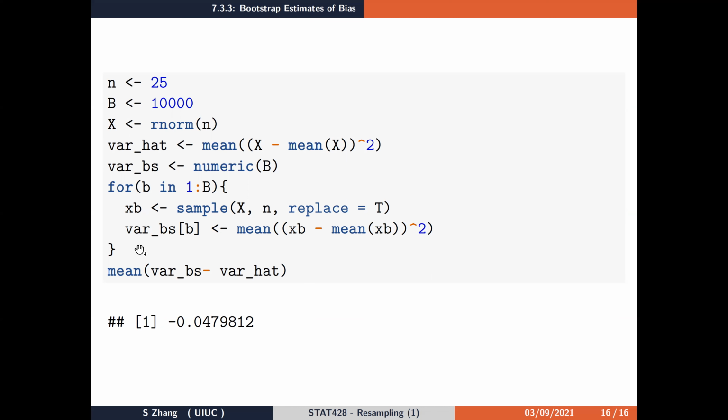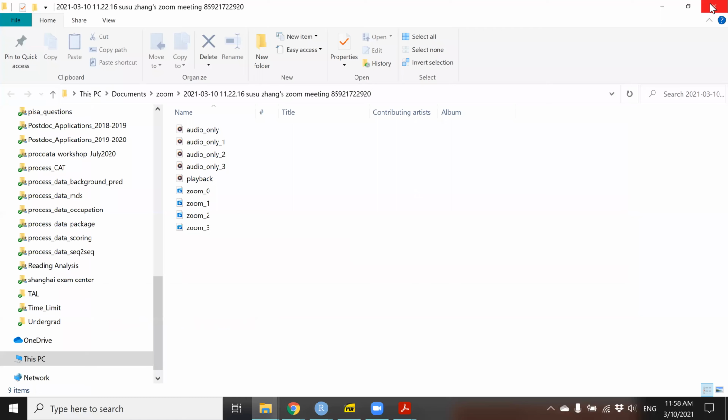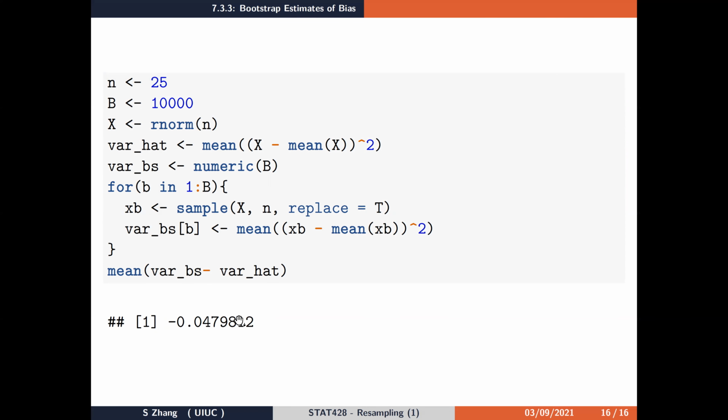In the end, we apply the bias formula and calculate the mean of the bootstrap variance estimates minus the variance estimate using the original sample. And that gives us -0.047, which is quite close to the theoretical value of -0.04.